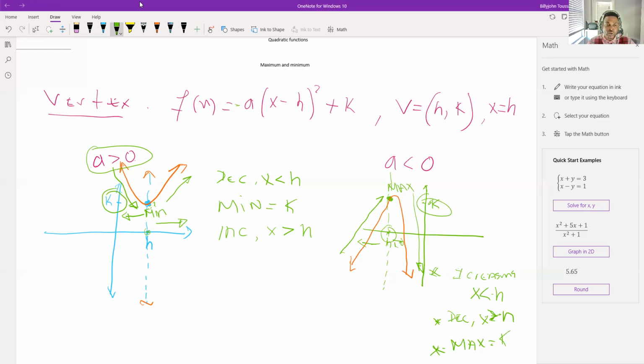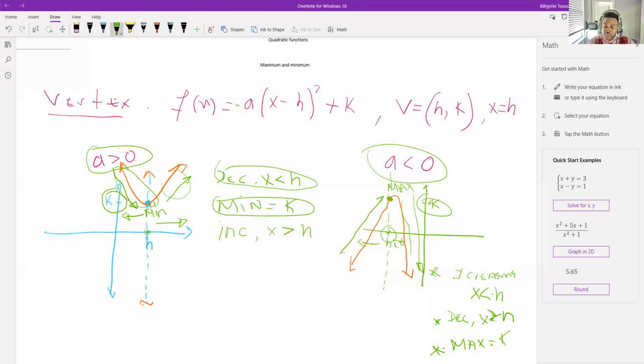So to make a conclusion over here, we could say that when my a is greater than 0, I have a minimum, and then I am decreasing on the left and increasing on the right. And when my a is less than 0, I have a maximum, right? And then I'm increasing on the left, and I'm decreasing on the right, right?